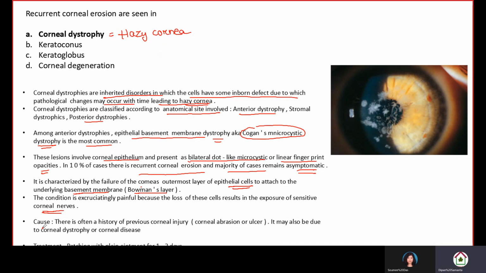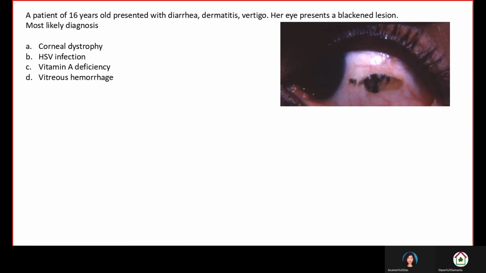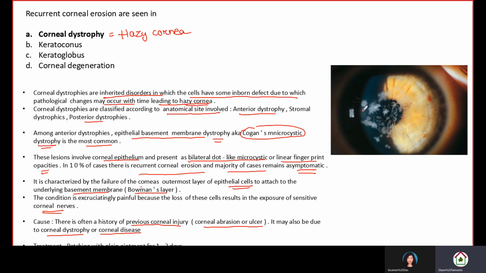The causes include, there is often a history of previous corneal injury, corneal abrasion or ulcer. It may also be due to corneal dystrophy or corneal disease. And treatment will be patching with plain ointment for 1 to 2 days. Another thing, very important, this IBQ, image based questions, this picture, how it looks like. You see the opacities. Opacities are very typical for corneal dystrophy.